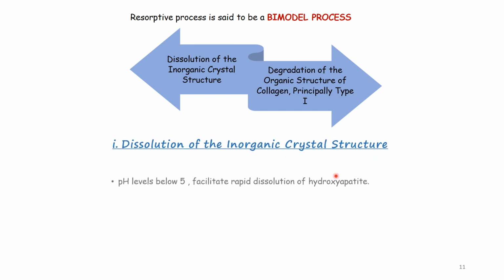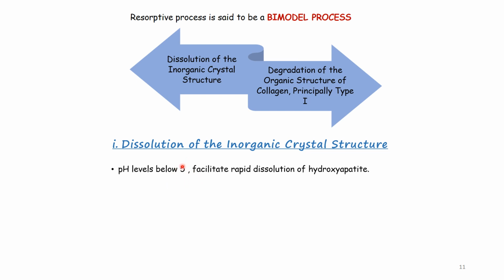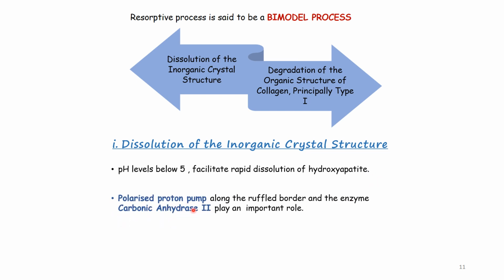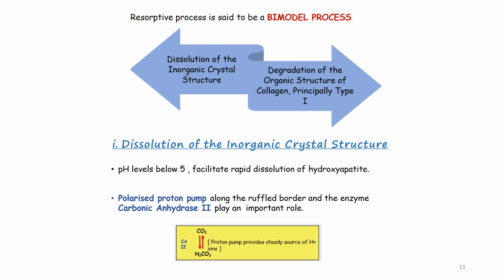Coming to the resorptive process, which is mediated by the osteoclasts, it can be easily termed as a bimodal process. That is, initially there is dissolution of the inorganic crystal structure followed by the degradation of the organic collagen, principally type 1. Coming to the dissolution of the inorganic crystal structure, when the pH is below 5 at the resorptive site, there is rapid dissolution of the hydroxyapatite crystals. A polarized proton pump along the ruffle border is formed, and the enzyme carbonic anhydrase 2 plays an important role here. As already discussed in the functional elements of the osteoclasts, inside the osteoclast, the carbonic anhydrase 2 enzyme forms H plus ions, and these H plus ions are transported to the resorption site through the polarized proton pump.